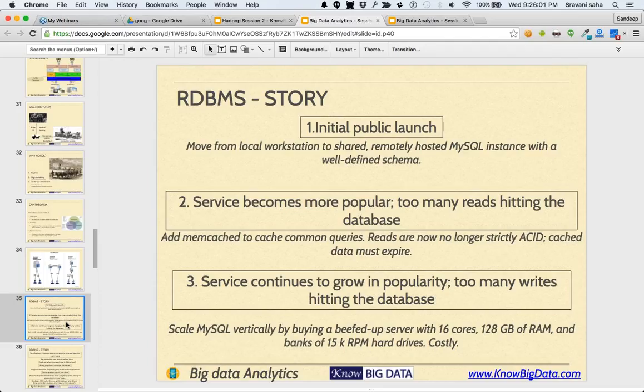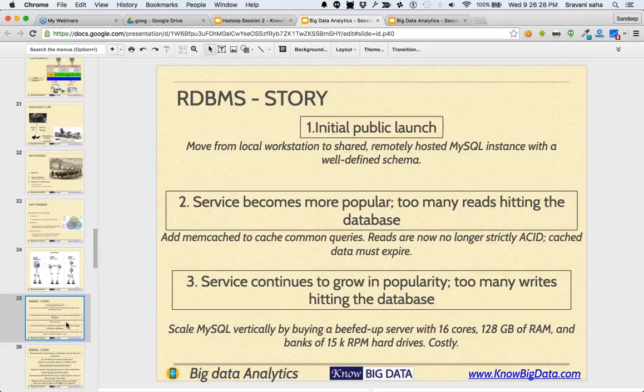So you were pretty happy on this day, but after some time, your service was really useful and it became popular. You started with your friends and families, but after some time it got popular. Too many reads started hitting the database.